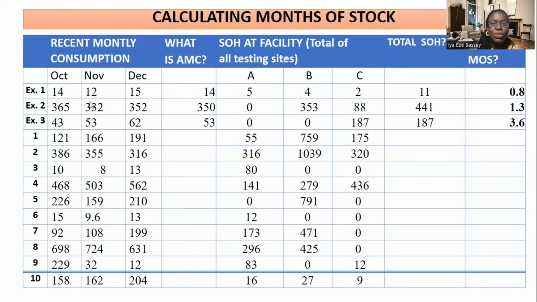So let's get to example 2. We add 365 with 332 and 352. If you divide by 3, we'll have an average of 350. You add all the data you have for the testing sites together, that gives you about 441. Divide your stock on hand by your average monthly consumption, that will give 0.3. You do the same thing, so I want you to just keep doing that and fill up this table.